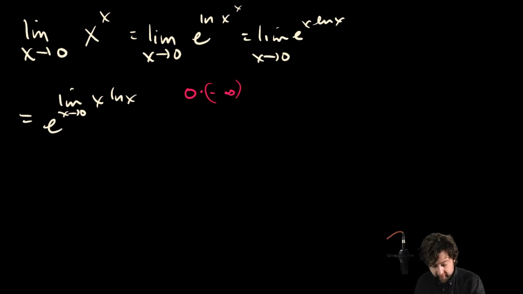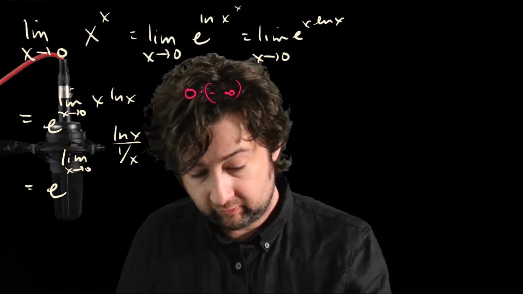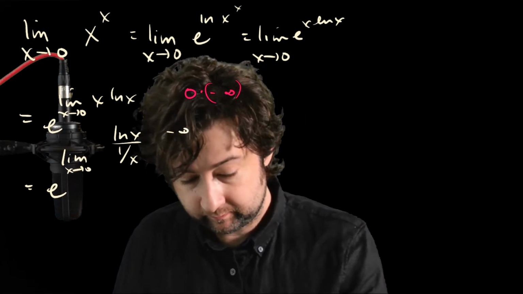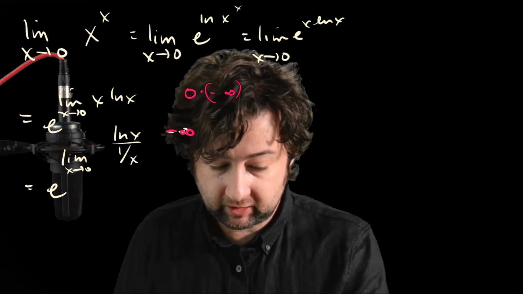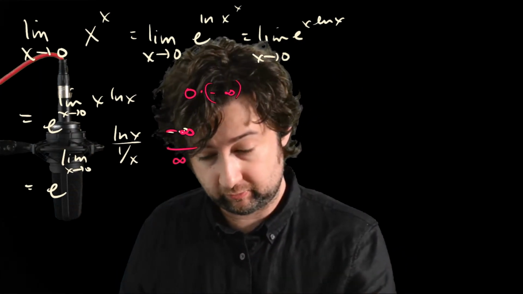And the way I'm going to fix it is I'm going to rewrite it as e to the limit as x goes to 0, and instead of x, I'm going to work with 1 over x. So those two expressions are the same. But now I've got something where as x goes to 0, this expression on top goes to minus infinity, and the expression on bottom goes to positive infinity. And that's the sort of expression I can actually use L'Hopital's rule on.